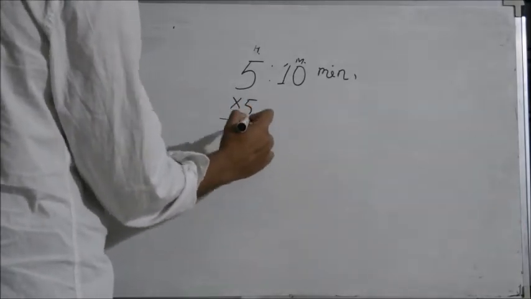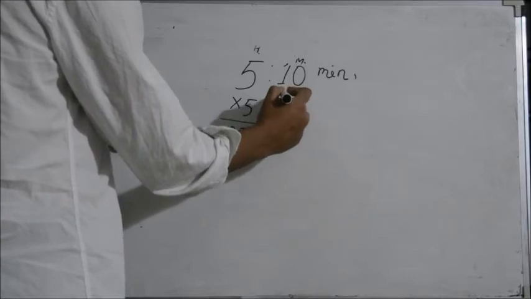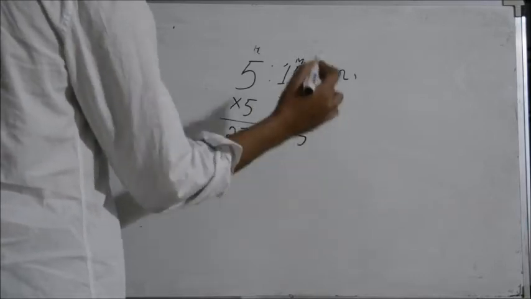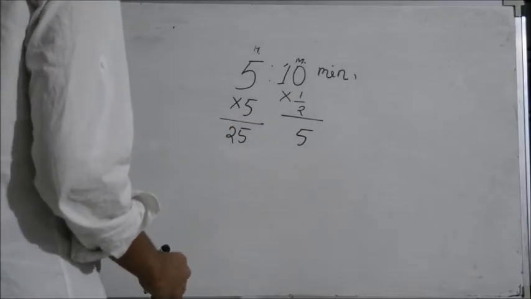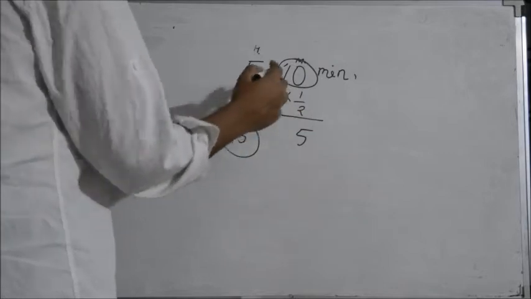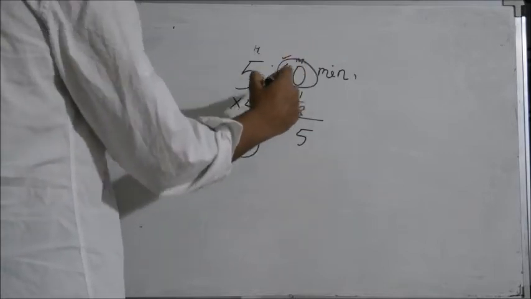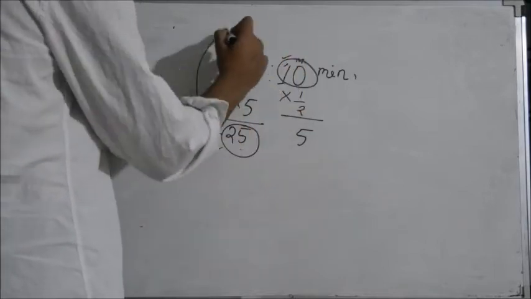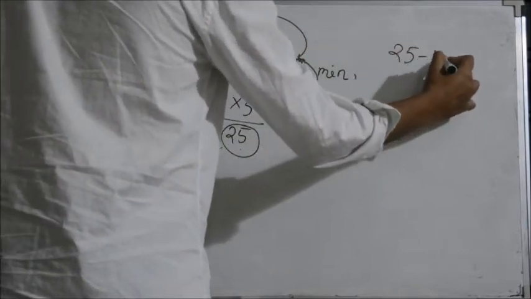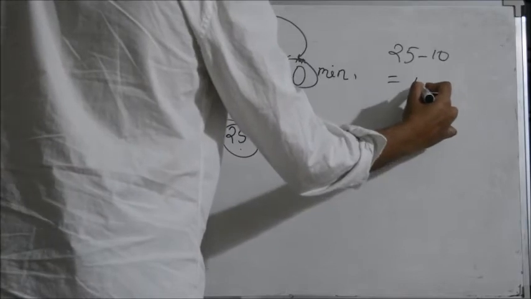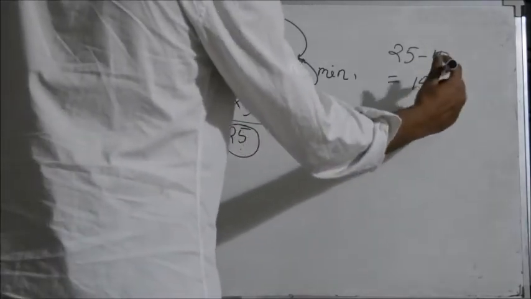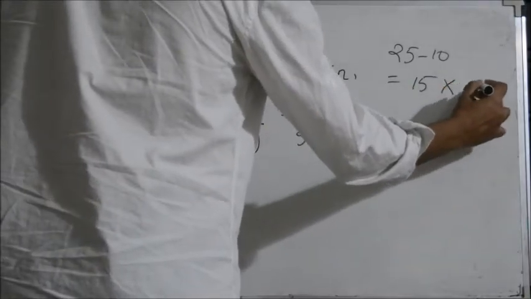How much we will get? 25 here. And here we will multiply with half. How much we will get? 5. Okay? Now this 25 and this 10, which is greater? This one or this one? This one is greater. So we will subtract 10 from 25. That means 25 minus 10, which is equal to 15. Fine. Now with 15 we will multiply 6.